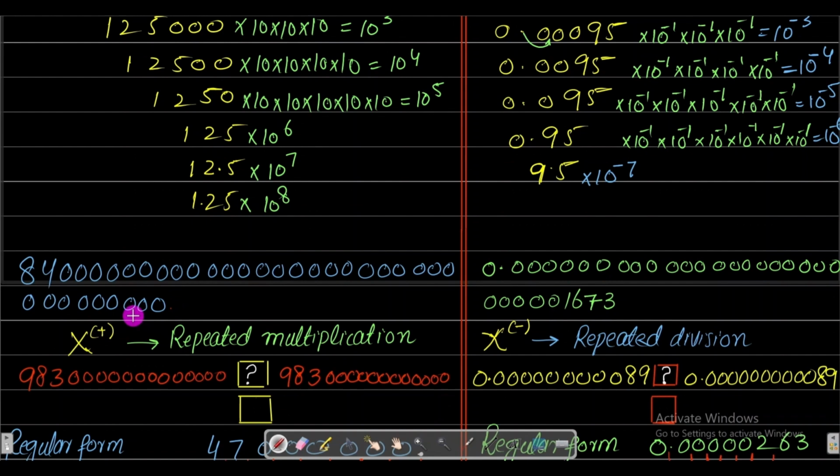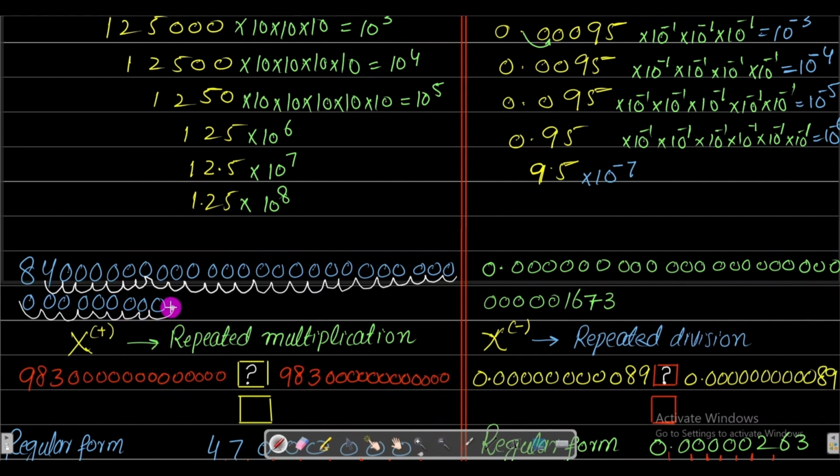We will take one step from the point. So here the point is here now. In order to write this in scientific notation, we will take this point and take each step. So this is the first step, 2, 3, 4, 5, 6, 7, 8, 9, 10, 11, 12, 13, 14, 15, 16, 17, 18, 19, 20, 21, 22, 23, 24, 25, 26, 27, 28, 29, 30, 31, 32, 33, 34.